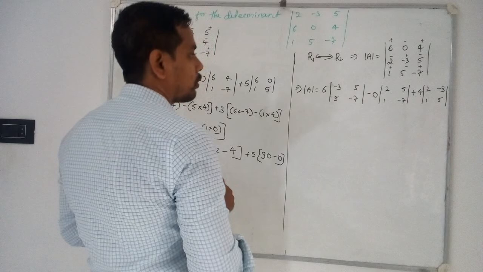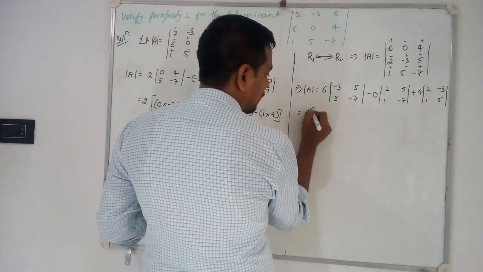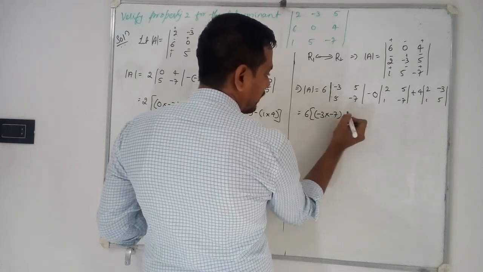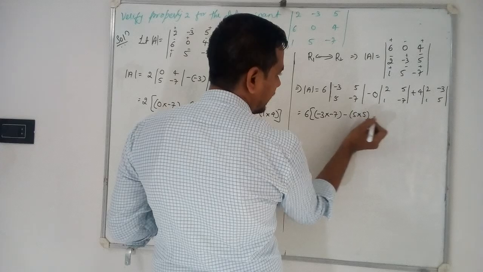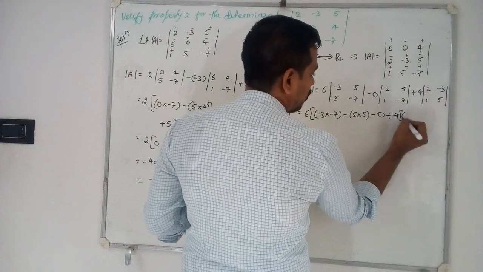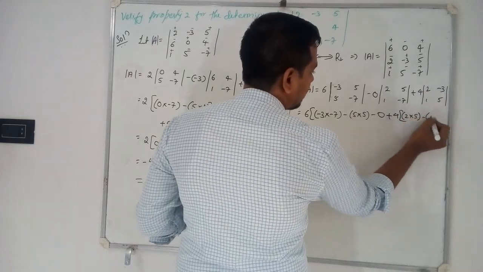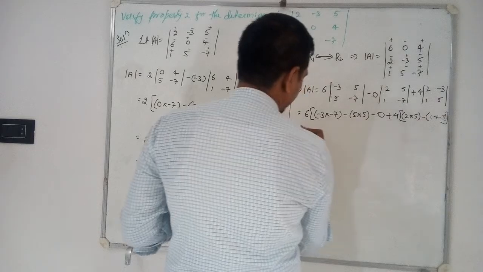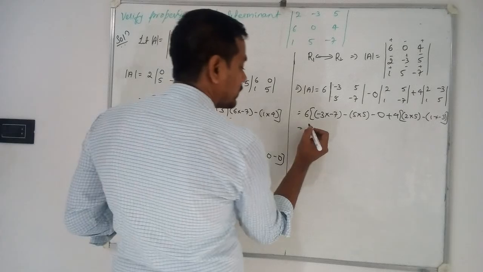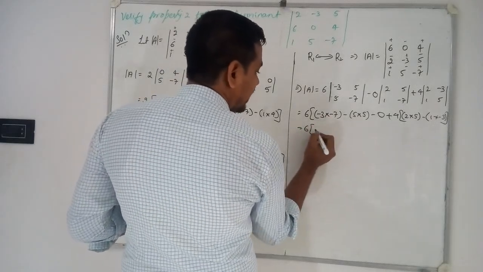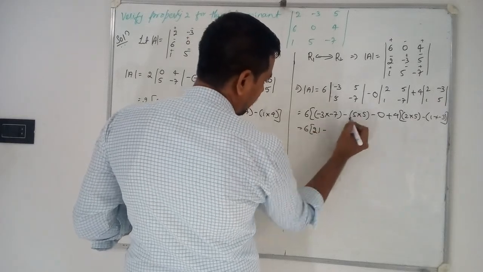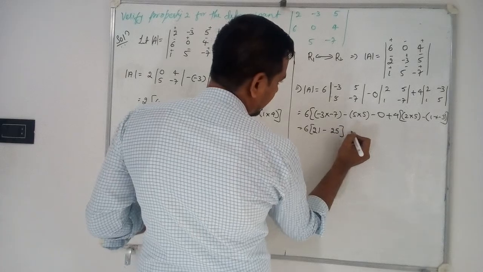Okay. So now let's proceed with the calculation part. This is minus 3 into minus 7, minus 5 into 5. Minus 0 into anything is 0. 2 into 5 minus 1 into minus 3. Minus 3 into minus 7 is 3 into 7, 21, minus into minus is plus 21, minus 25. 0, you leave it.